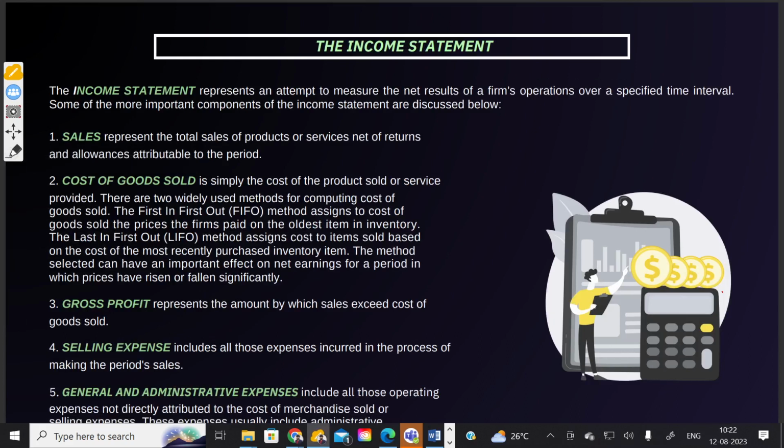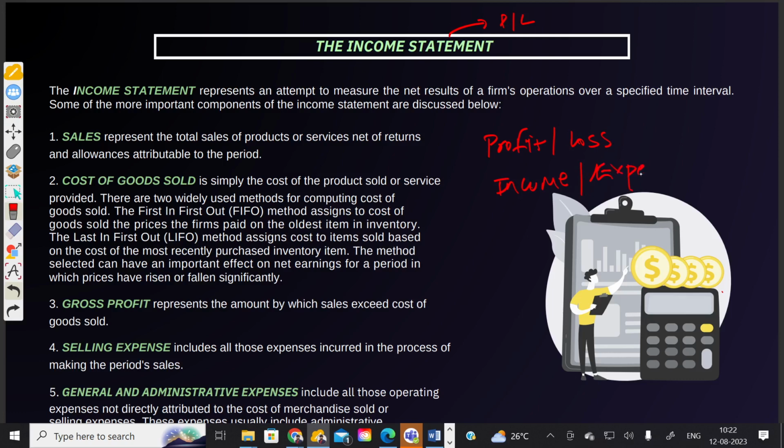Then the income statement, also known as the P&L, profit and loss account statement, right? Profit and loss account statement. So here you can record the profit and loss as well as income and expenses of a firm. Simple.